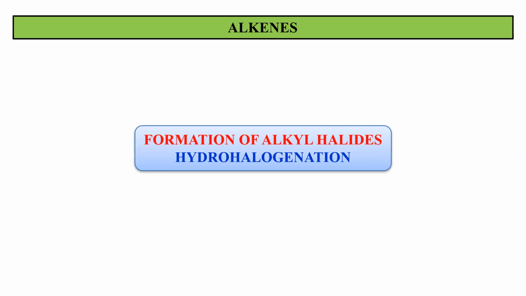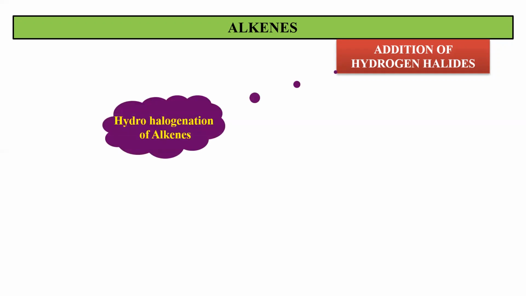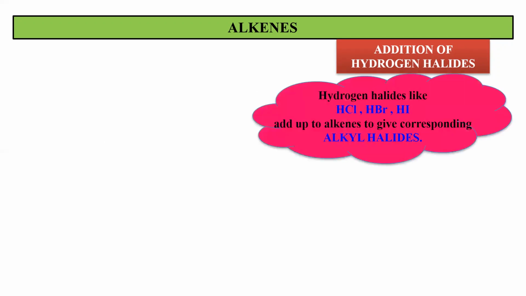Let's have a look at a basic form of the reaction. What exactly is the reaction all about? And then we'll go into its mechanistic detail. So firstly, what is hydrohalogenation? It's the addition of hydrogen and halogen to the alkene molecule, and this reaction is therefore referred to as hydrohalogenation of alkenes.